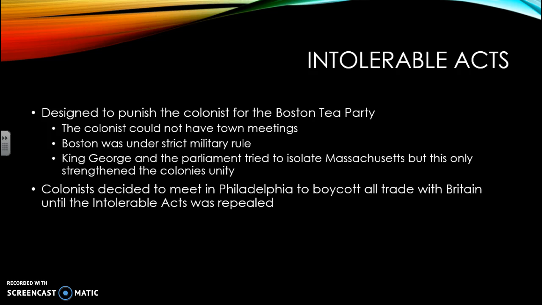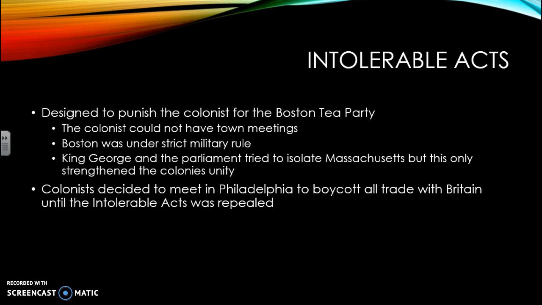So he tried to keep Boston and Massachusetts away from all of the other colonies, and they're like, no, you can't keep doing these things to us, King George. So this just made them stronger. And then the colonists decided to meet in Philadelphia to boycott. Remember, boycott is to stop purchasing anything as a form of protest. So when you start messing with people's money, usually they are willing to listen. So they met in Philadelphia to boycott all trade with Britain until the Intolerable Acts were repealed.